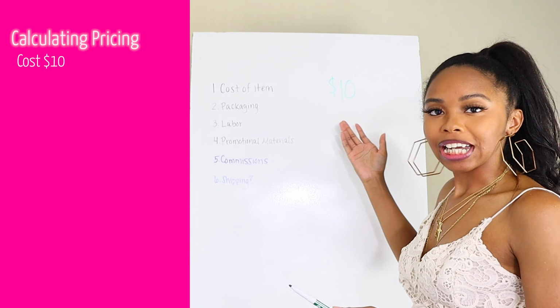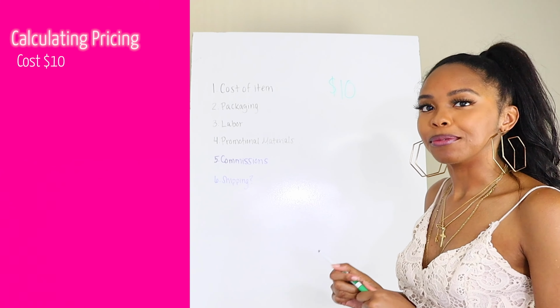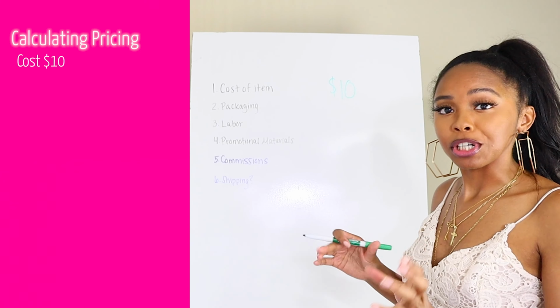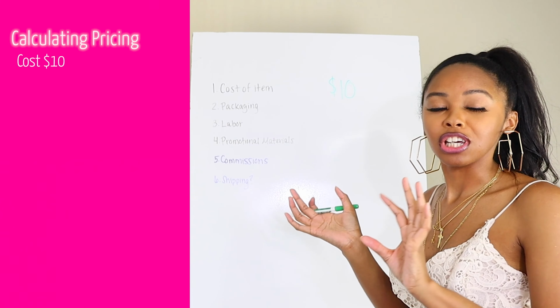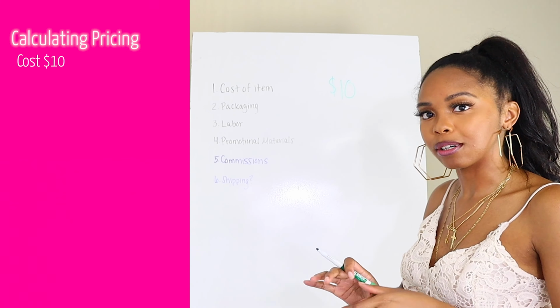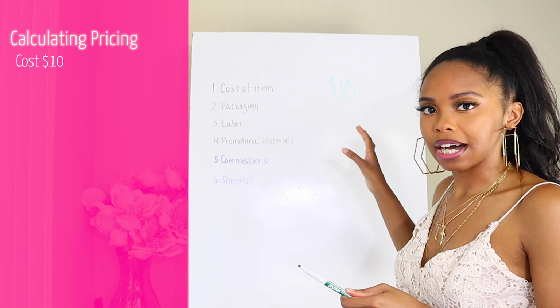But we have on here $10 for that item. Now, of course, if you have to pay any shipping to receive that item, you'll want to include that in the cost of the item. But I'm just going to do a rounded number, $10 for the item.